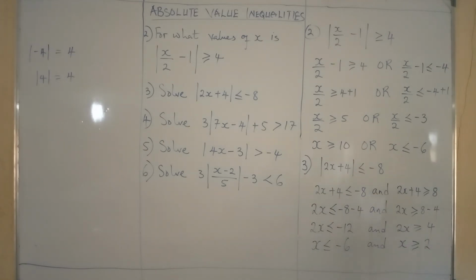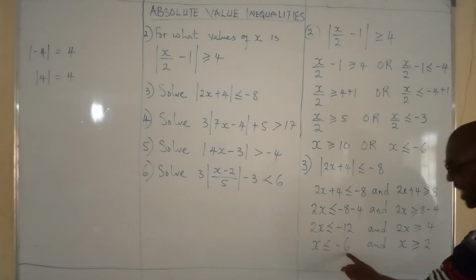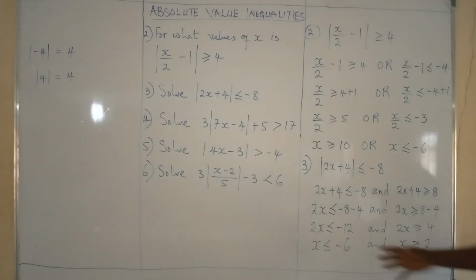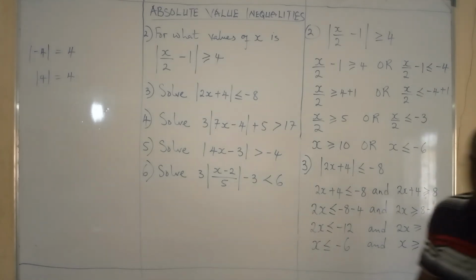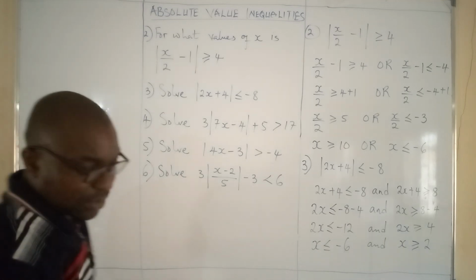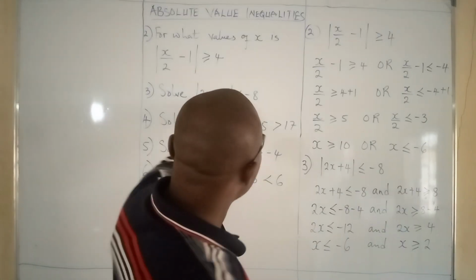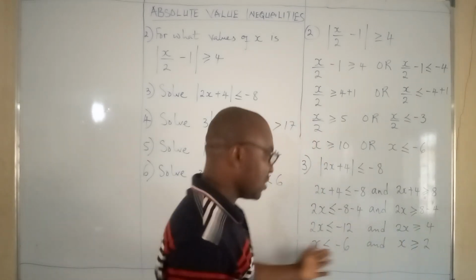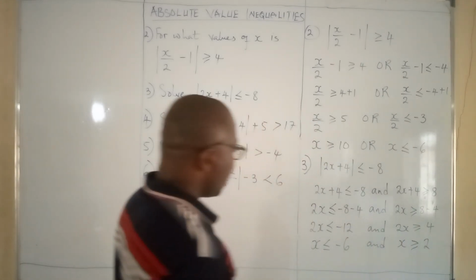Now, by merely looking at it, you see that this statement is not true. It is not possible for a number to be less than negative 6 and at the same time greater than 2. So, by merely looking at it, this statement is false. Okay, we can still proceed by testing some values. Like I said, there will be no solution here. But if you go ahead to solve it, already that statement is false.